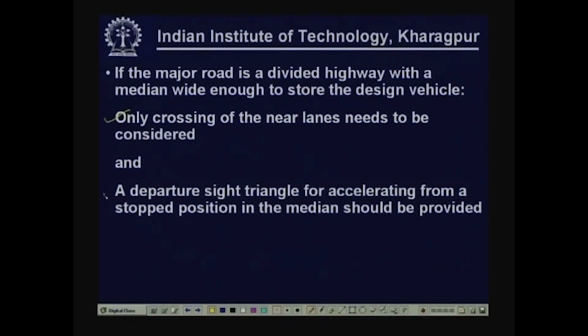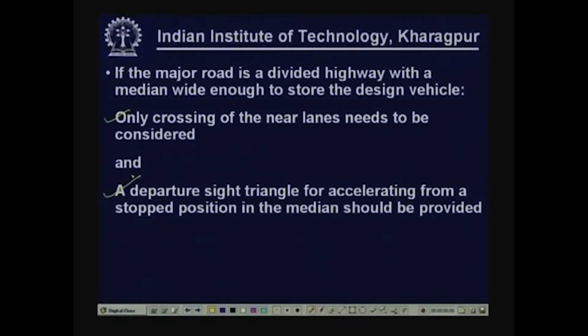Therefore, a departure side triangle for accelerating from a stopped position in the median should be provided, because the vehicle may stop in the median. So, from stopped position, obviously it will be a case for departure side triangle.